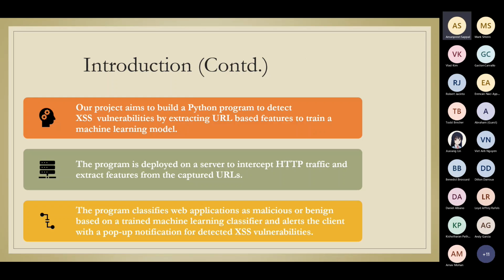Therefore, the objective of our project is to build a Python program to detect XSS vulnerabilities by extracting URL-based HTML and JavaScript features to train our machine learning model. The program is deployed on a network monitoring server. It's a device that intercepts the HTTP traffic and extracts features from the captured URLs. The program classifies web applications as malicious or benign based on a trained machine learning classifier and alerts the client with a pop-up notification for detected XSS vulnerabilities.